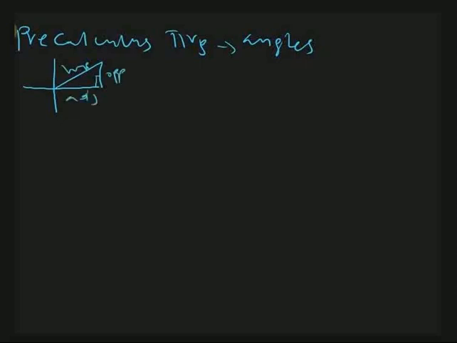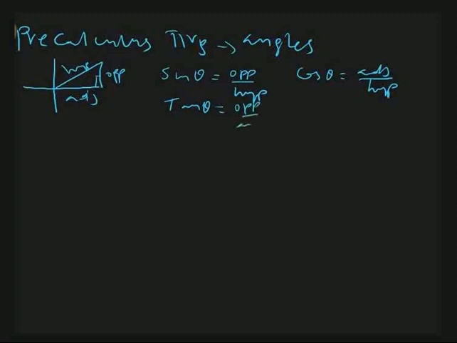Okay, you have opposite, hypotenuse, and adjacent, so each side, and you have to find the sine of the angle. And what is sine? It's the opposite over hypotenuse. You also have to find, let's say, the cosine of the angle. What is cosine? Adjacent over hypotenuse. What about the tangent? Tangent is sine over cosine, basically opposite over adjacent.